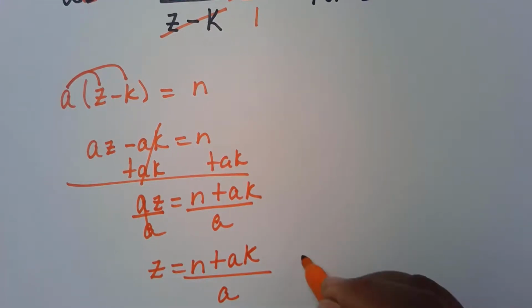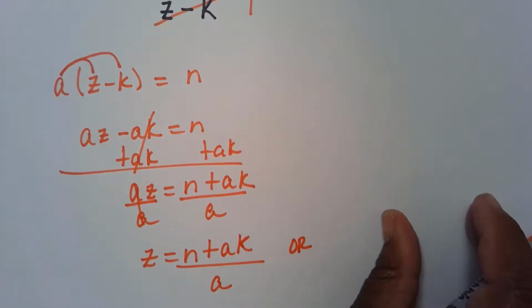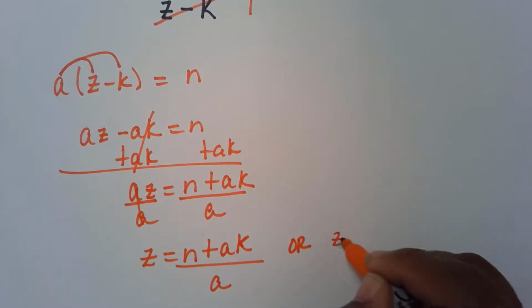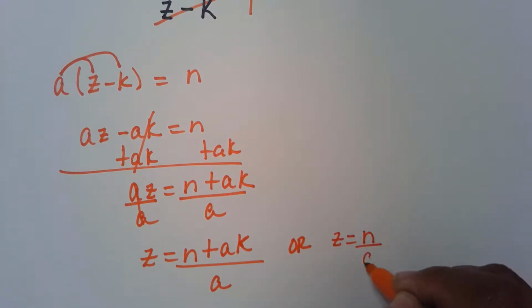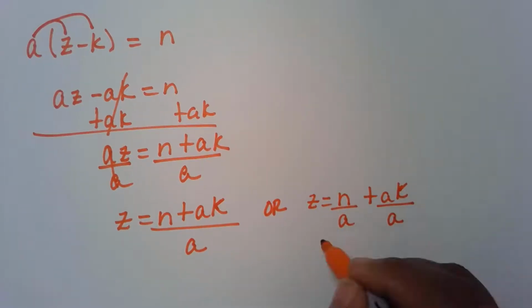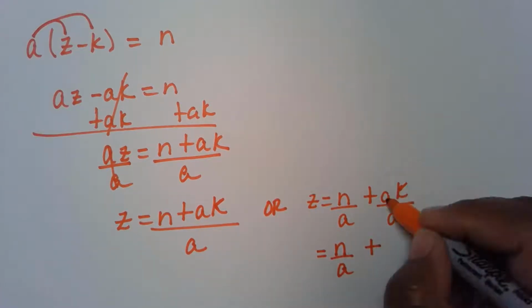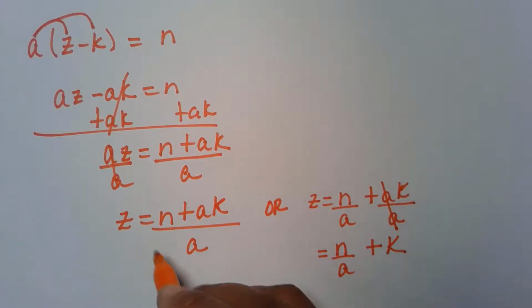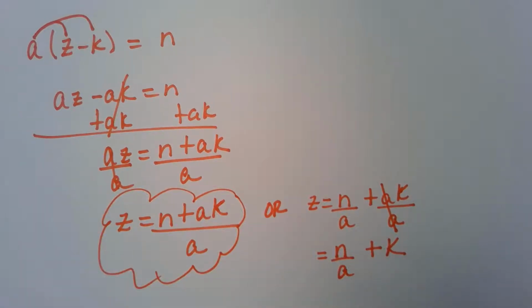Now you can take this a step further. I'm going to put an OR. You notice that we can divide the A into the AK, but you have to divide the A into the N. So I can write this as two separate fractions. In order to reduce or to divide the A, you need to write it out as two separate fractions. And then we have N over A plus, and on the second term here, the A's cancel out and we have K. But I definitely will accept this first solution.